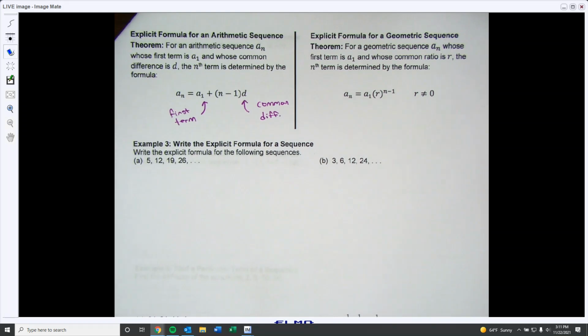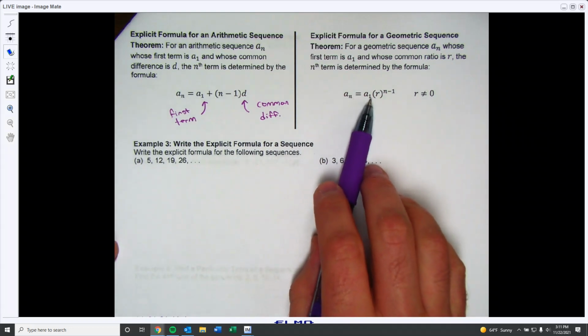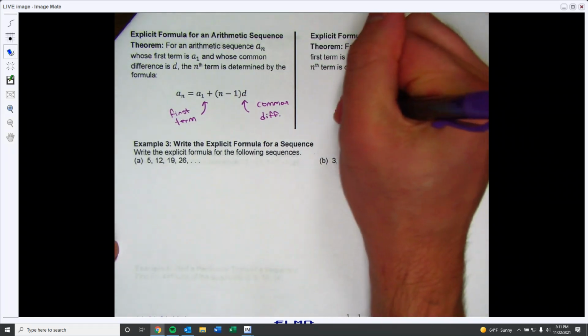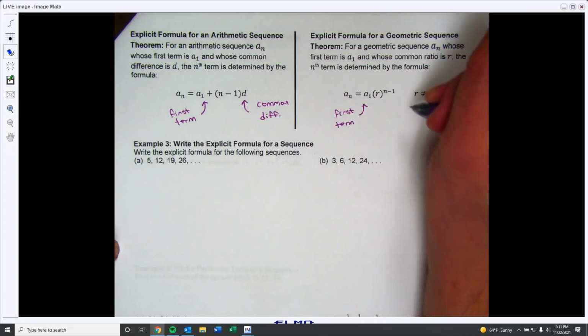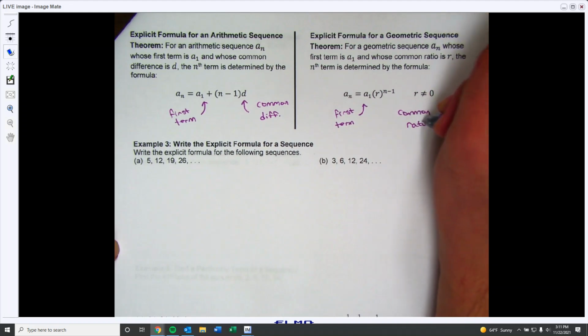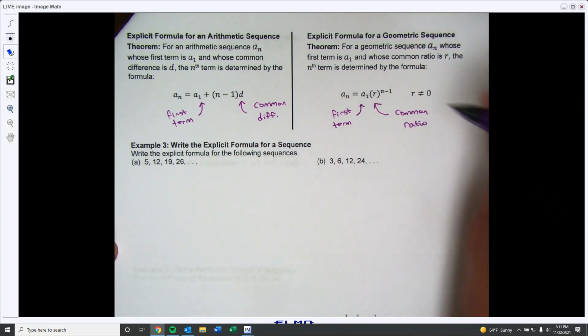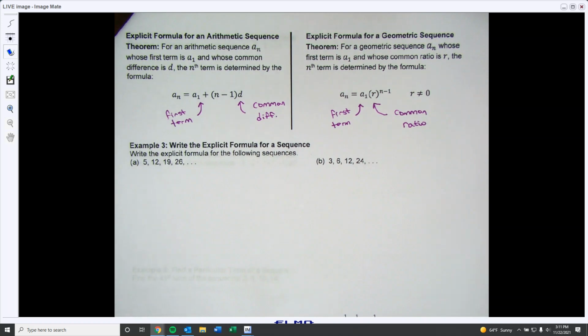Now for geometric, it's going to be very similar. AN equals A1, which again is our first term, times R, which is our common ratio, raised to the n minus 1 power. Now, it's very important that you notice that the n minus 1 is only on the R. It's not on the A1. That is going to be very important to us. And a good rule of thumb, it's not always needed, but it's not going to hurt you if you always put the parentheses around your common ratio. So it's just pretty good to keep on there.